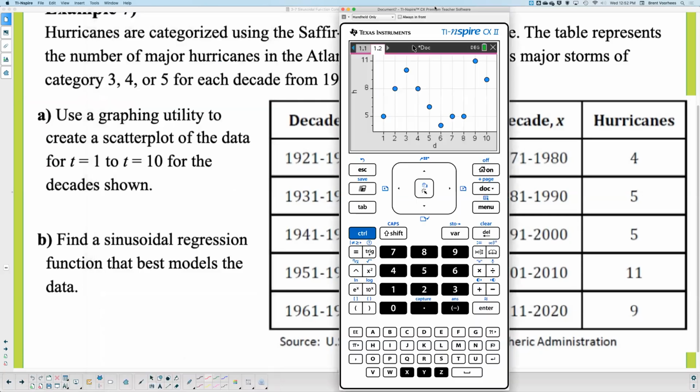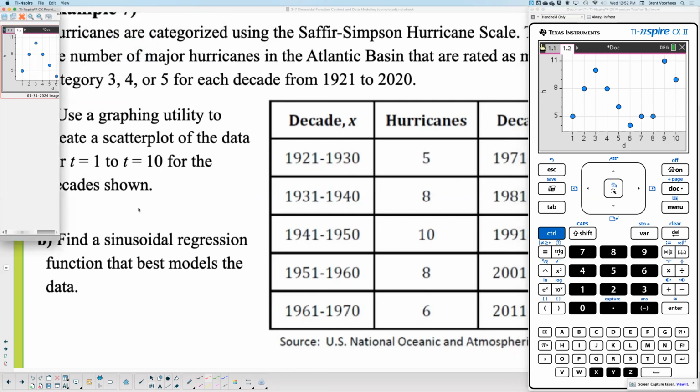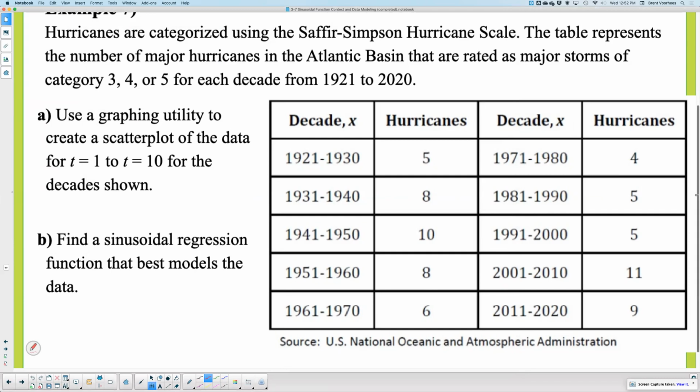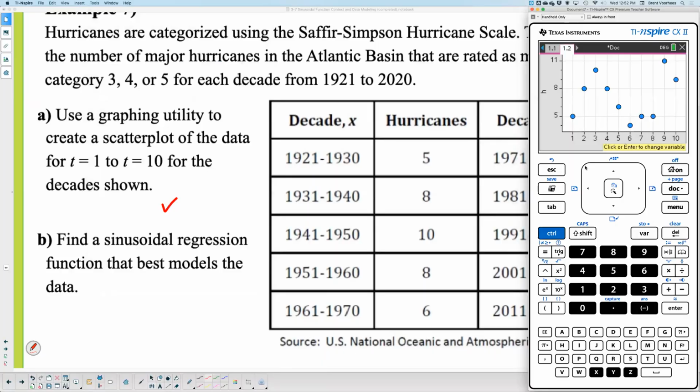So that is part A. I wanted to find the scatter plot. I've done that. Let me take a picture of that so I have it for later. Okay, so now that I've done that, I'm just going to hit a little check here. It says find a sinusoidal regression function that best models the data. So I'm going to come back over here and I'm going to create sinusoidal function regression. So you can do it from lists and spreadsheets.